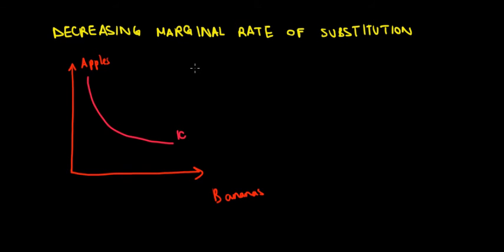Let's work on the concept of marginal rate of substitution in this video. And we're going to look at the case when the MRS is decreasing. So recall, what is a marginal rate of substitution? That is the willingness to exchange goods.